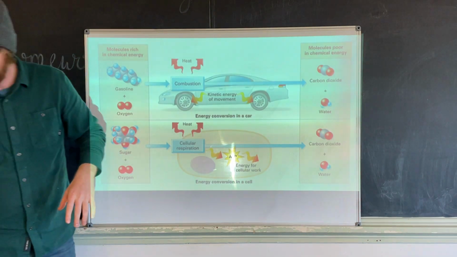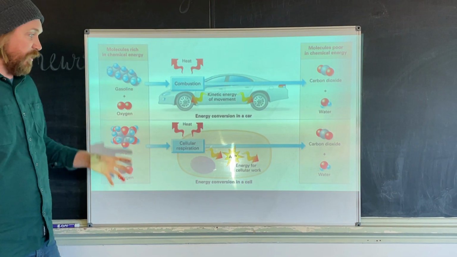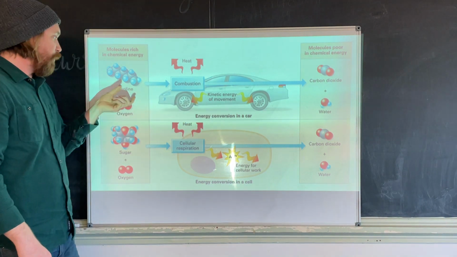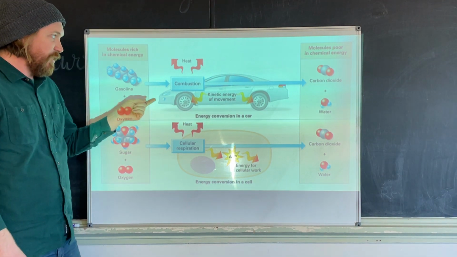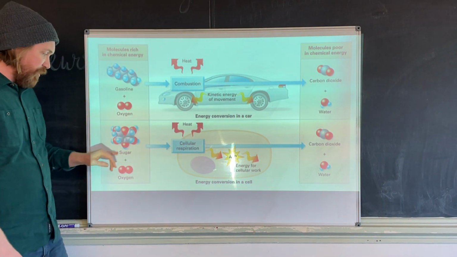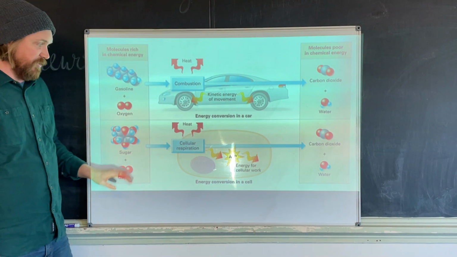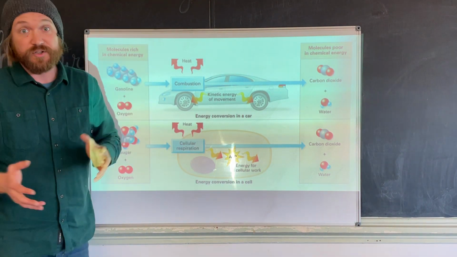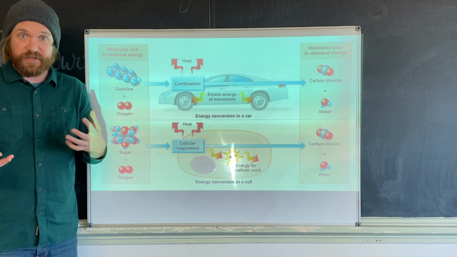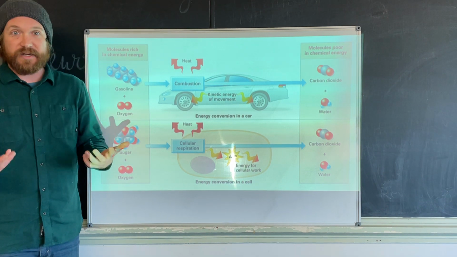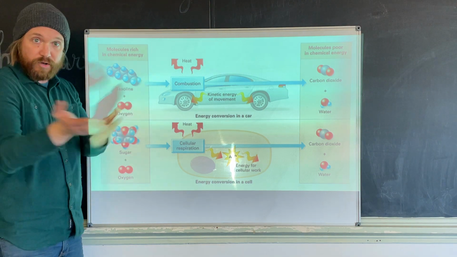Here's just another bigger picture of what we just saw. And this actually compares how we use gasoline and oxygen to move the wheels of a car. It is very similar to how your body uses sugar and oxygen in order to move your cells and thus you. So you use chemical potential energy to get turned into heat, which then gets turned into your kinetic energy. Oh, you're a machine.